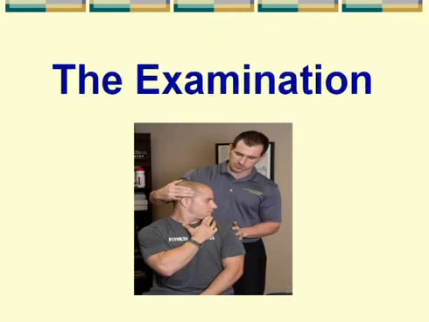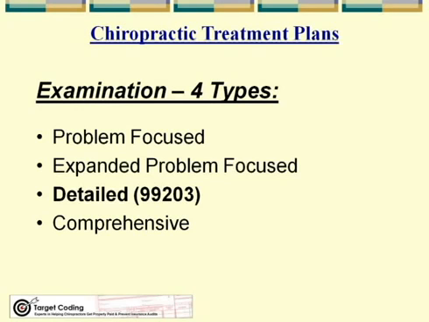After the history is what? Exam. Typically, it's the examination. So similar or the same headings here, 4 levels or 4 types. Problem-focused exam is one. Number 2, an expanded problem-focused examination. Well, that would be 99202. A problem-focused exam is 99201. A detailed exam is 99203. Comprehensive exam, 99204 and 99205.